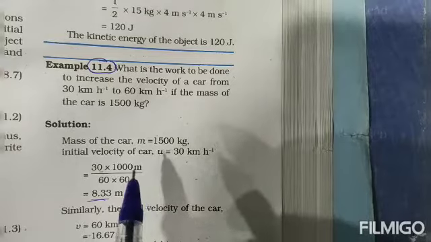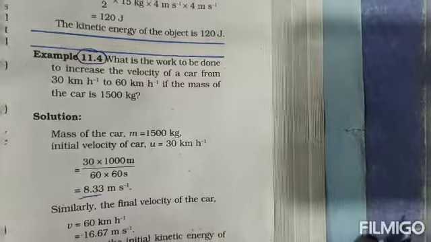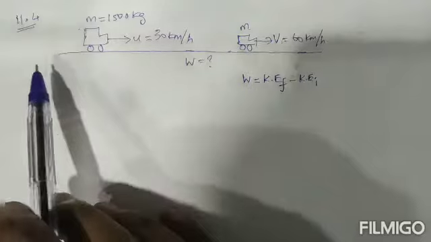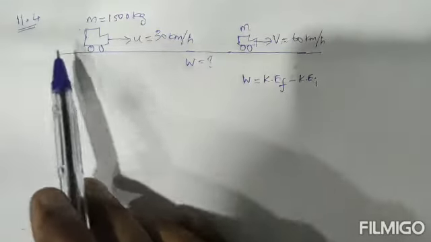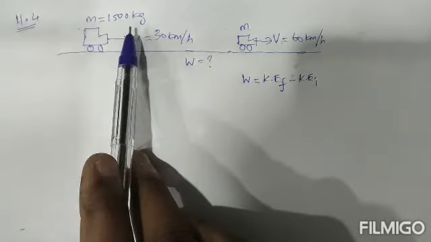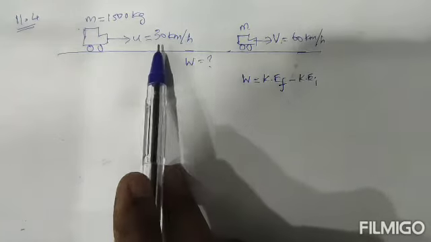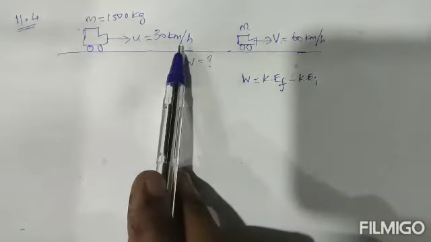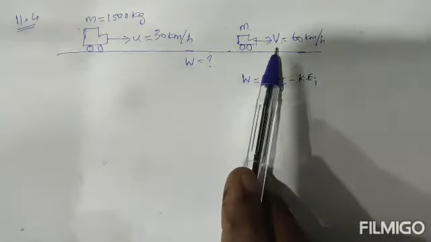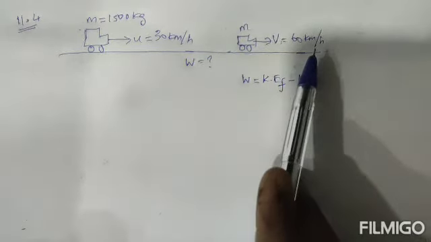Actually, in this question, what is given, what is asked? With the help of the diagram, I will explain now. So please listen. See that question number 11.4. Here the mass of the body is given, that is, the car's mass is 1500 kg. Its initial velocity is given, I take it as u, that is 30 km per hour. Then after some time, this car is traveling with a higher velocity, that is considered as final velocity v, equal to 60 km per hour.